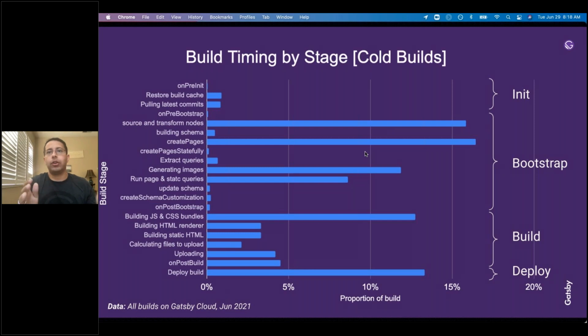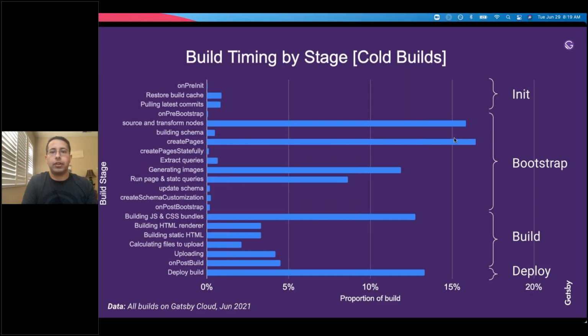Okay, great. So we broke it down by site size. Now we're going to look at site stage, and we also broke it down by build type, right? And so these are sort of going down the y-axis. You can see all the granular site stages that make up a Gatsby build process, grouped into the phases of init, bootstrap, build, and then the deploy.